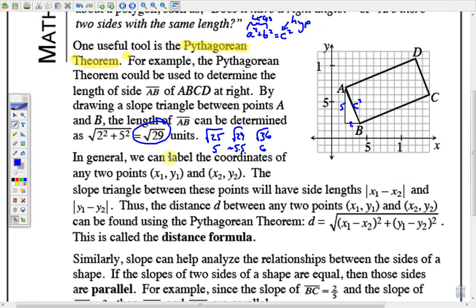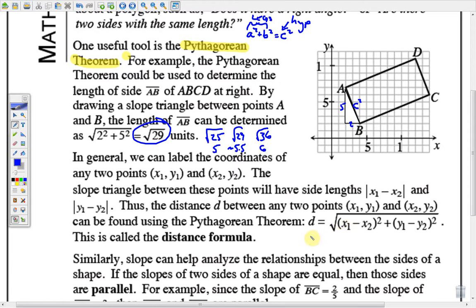In general, we can label the coordinates of any 2 points, x1, y1, and x2, y2. The slope triangle between these points has side lengths of the absolute value of x1 minus x2. Notice that's an absolute value. That means that if you come up with a negative, you need to make it a positive, because the lengths of sides are never negative. They're always positive. Thus, the distance between any 2 points, x1, y1 and x2, y2, can be found using the Pythagorean theorem, written as what we call the distance formula.